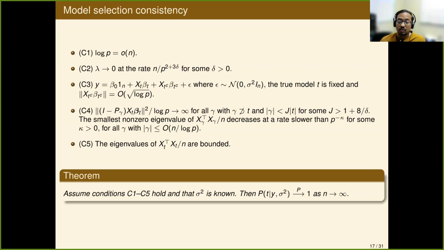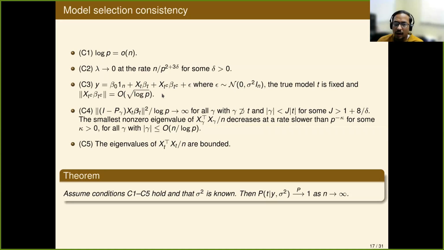So we have this model selection consistency first: let's assume that the logarithm of the number of variables scales slowly with the sample size, and we have some conditions on the tuning parameter lambda. Let's say lambda goes to 0. We want lambda to be small because it's a prior precision. So lambda going to 0 means the prior variance goes to infinity, which gives a flat prior on the coefficients. And we assume that it converges to 0 at the rate of sample size divided by p squared plus a little bit, for some delta bigger than 0.